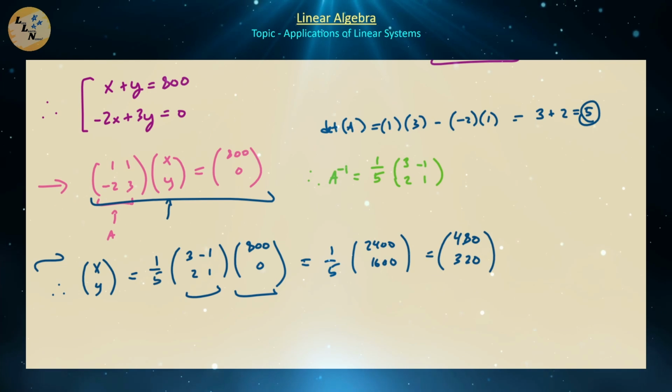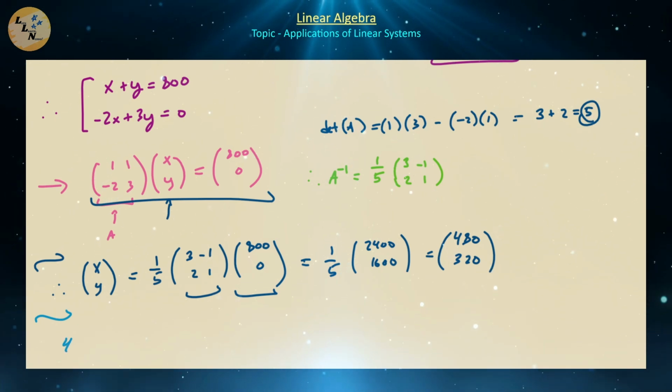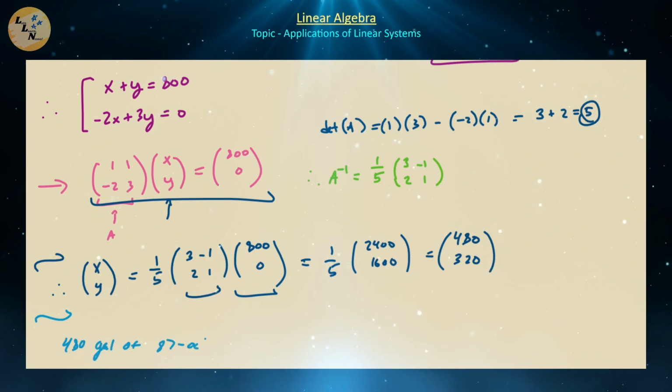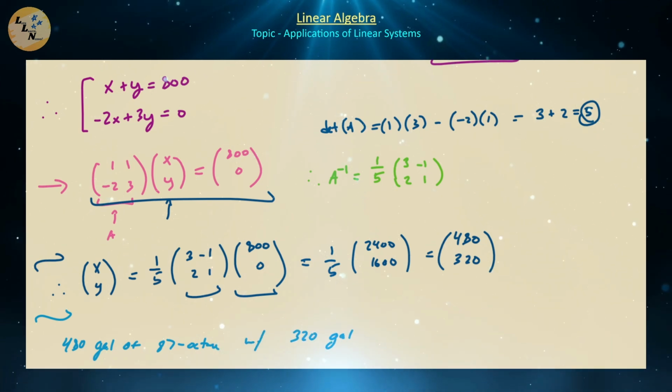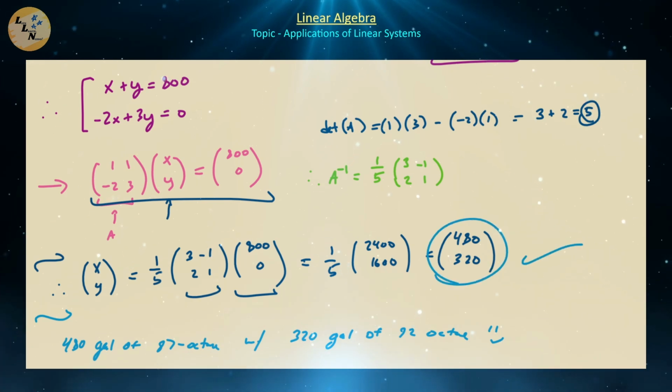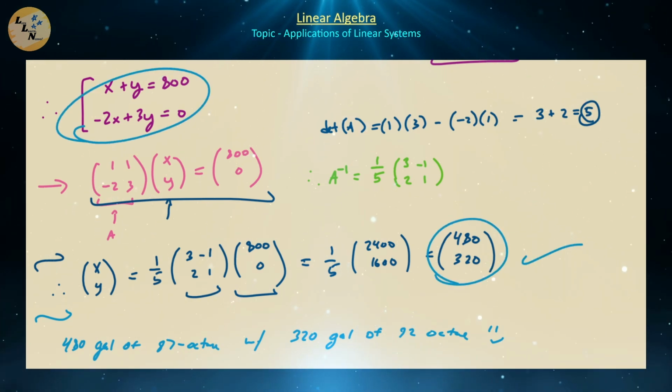So that means in order to obtain our 800 gallons of 89 octane solution, we need to mix together 480 gallons of 87 octane with 320 gallons of 92 octane solution. And you should be able to verify that the solution checks out with both of the equations that we set up before. In particular, if we add these two together, we will get a total volume of 800 gallons.